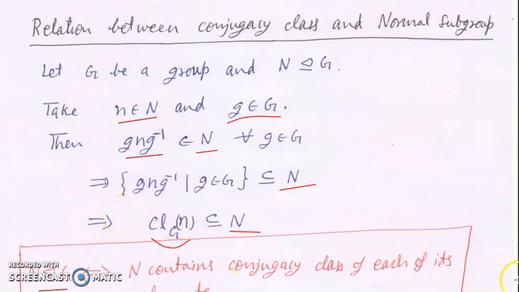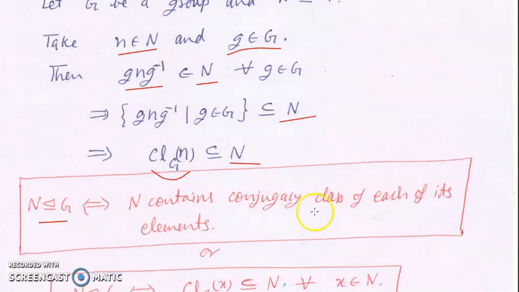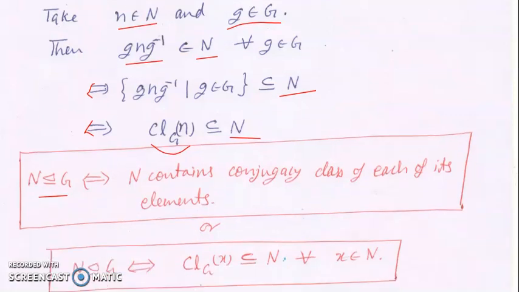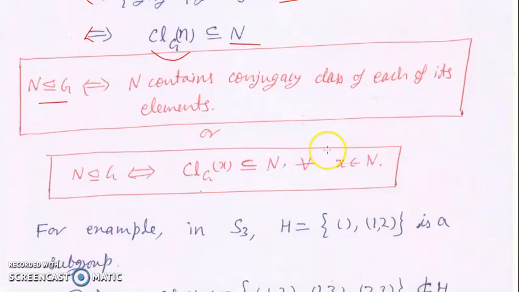So if N is a normal subgroup, then N contains the conjugacy class of each of its elements, and its converse is also true, because if N contains the conjugacy class of each of its elements, then by the reverse implication, g n g inverse belongs to N for all g in G and for all n in N. So it means this N is a normal subgroup. So this is an if and only if condition. N is a normal subgroup if and only if N contains the conjugacy class of each of its elements. Symbolically, it can be written as N is a normal subgroup of G if and only if the conjugacy class of x in G is contained in N for all x in N.